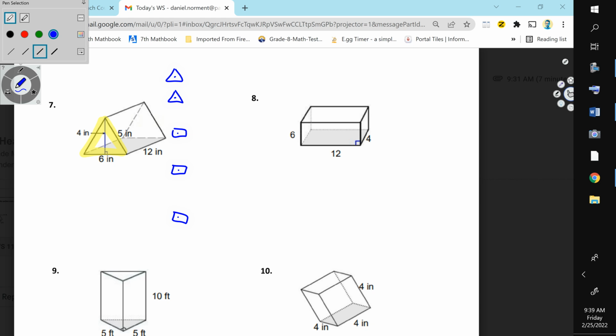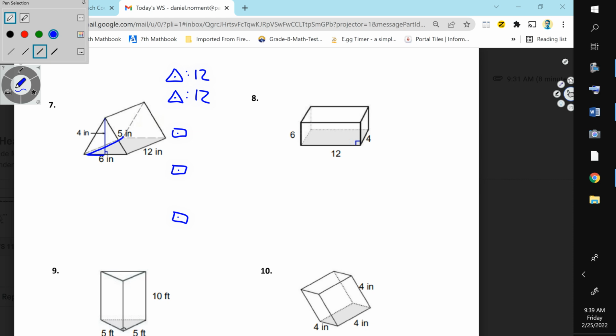So the height is 4, the base length is 6. Let's cut the 4 in half and multiply to get 12. That's the surface area. That's also going to be the surface area of the other triangle. So now we're just going to look at the 3 rectangles.